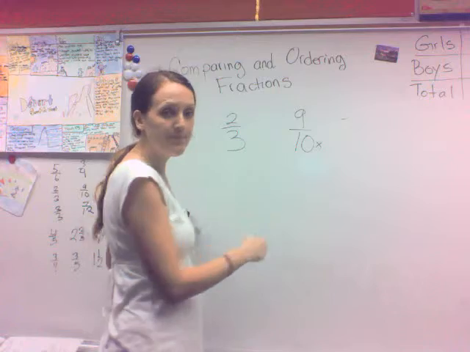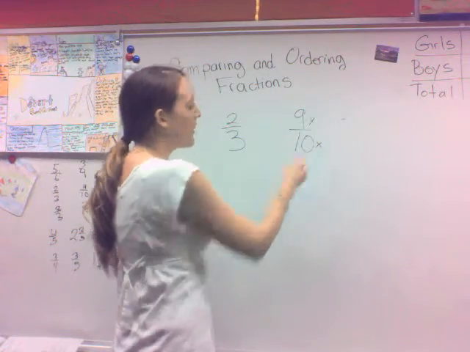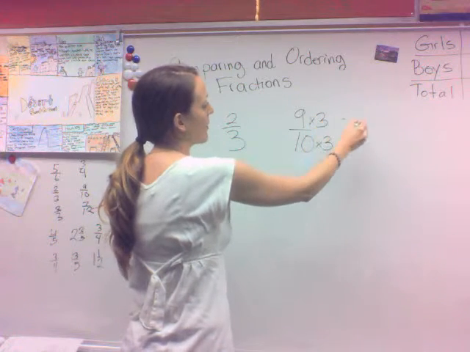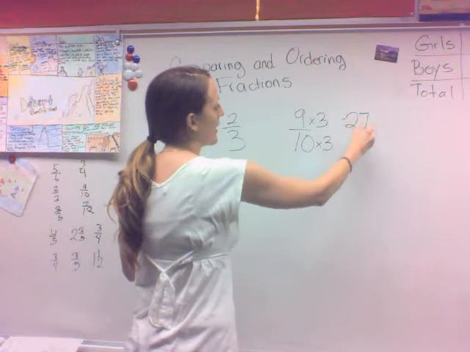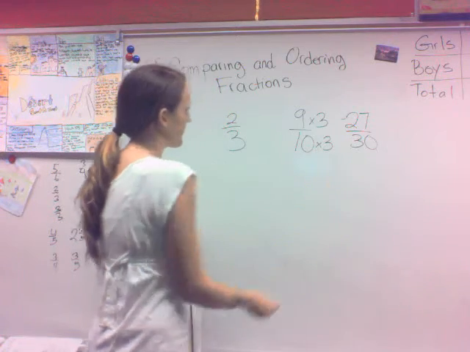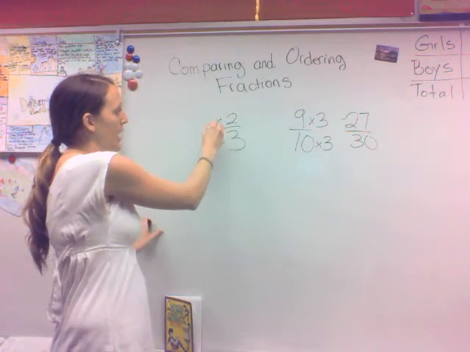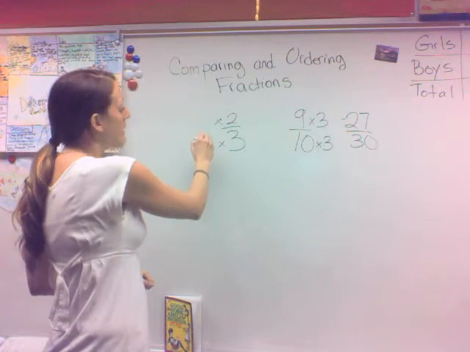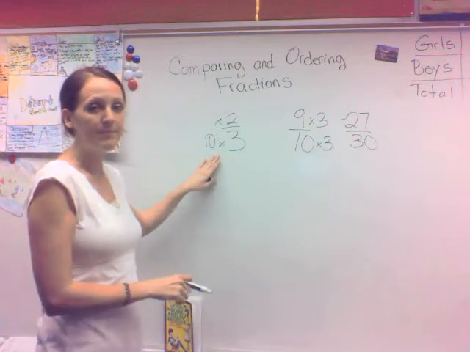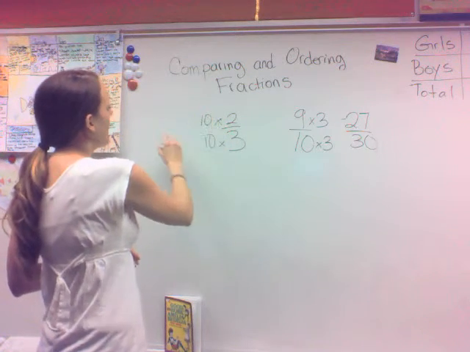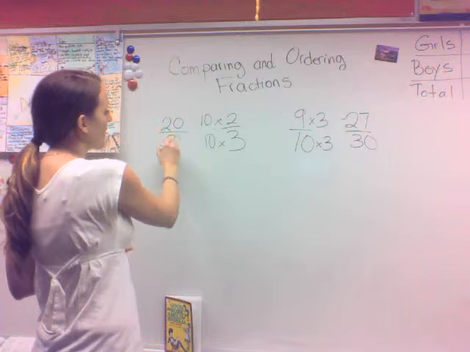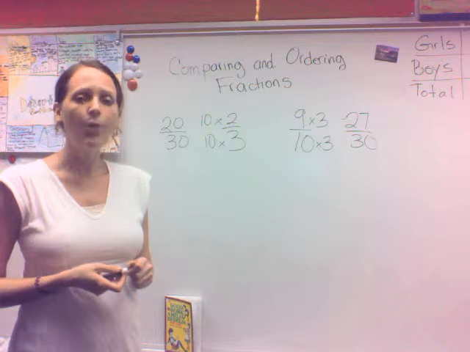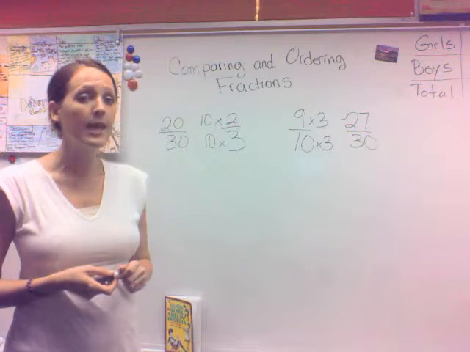If I do it to the bottom, I got to do it to the top. So I multiply my 10 by 3 and my 9 by 3 to get 27/30. What do I multiply the 3 by to get to 30? 10. And if I did it to the bottom, I have to do it to the top. So I get 20/30. Remember, I am not changing my fractions. I'm only changing my fraction's name.